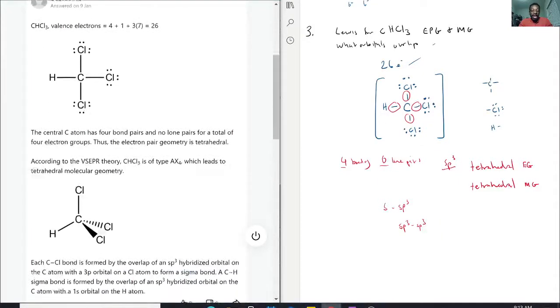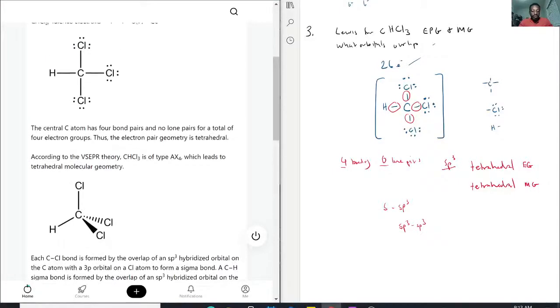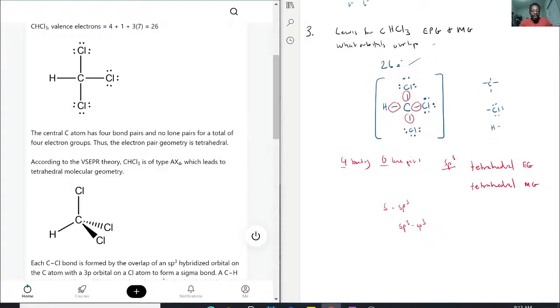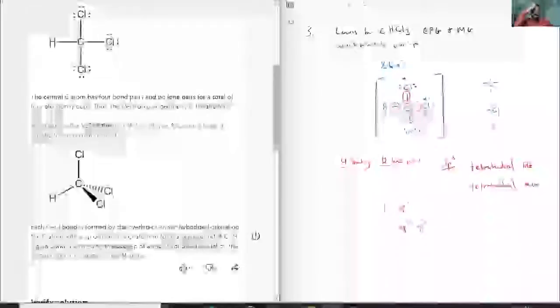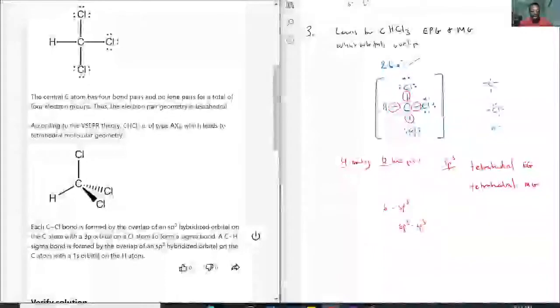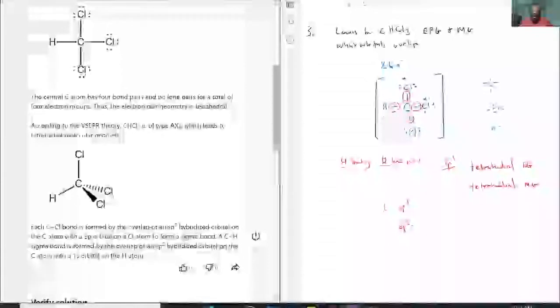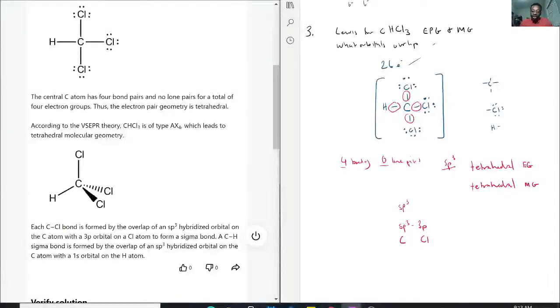We have exactly this. The VSEPR theory gives tetrahedral molecular geometry, and the electron pair geometry is tetrahedral. So that one is correct. Now each C-Cl bond is formed by the overlap of an sp3 hybridized orbital on the C atom with a 3p orbital on the Cl atom to form a sigma bond. So it's not just sp3 for everything, it's sp3 with 3p. This is for the carbon side, and this is for the chlorine side. And for the carbon-hydrogen, the sigma bond is formed by the overlap of an sp3 orbital on the carbon atom with a 1s orbital. So we were close.